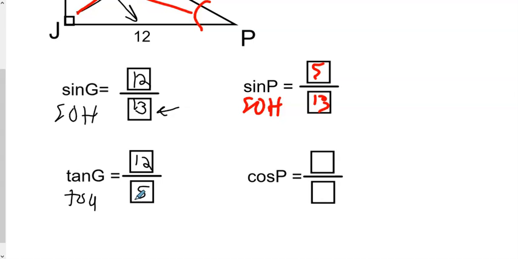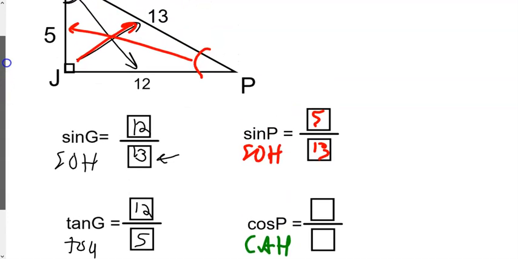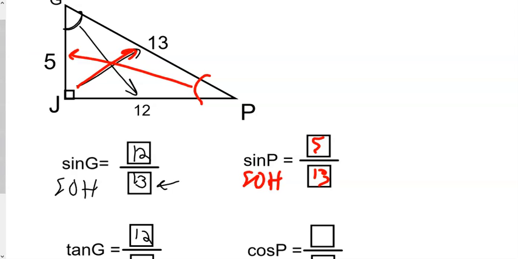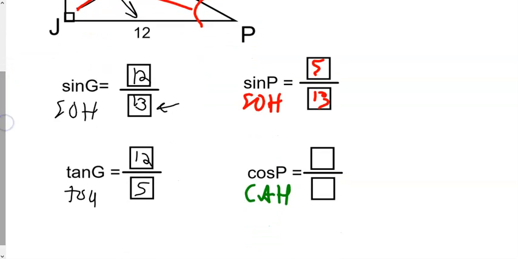Cosine of P. Cosine is adjacent over hypotenuse. So from P, we already established 5 was the opposite. That means 12 is the adjacent. And the hypotenuse doesn't change. The hypotenuse is always the hypotenuse because it's opposite the right angle.